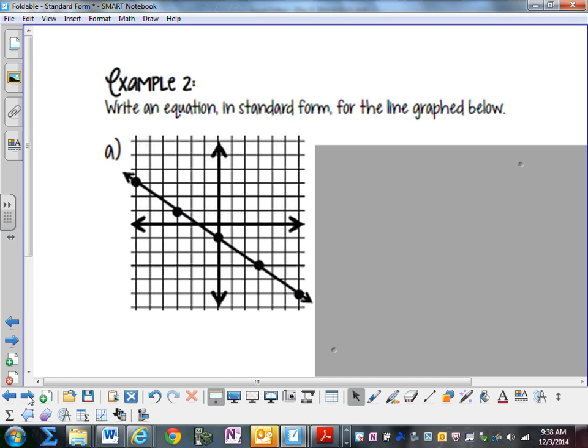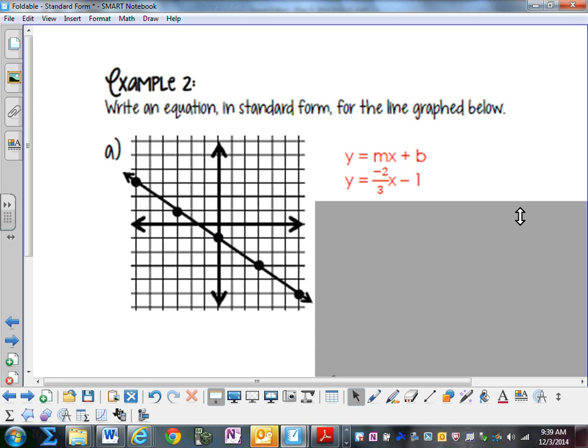Example 2. Write an equation in standard form for the line graphed below. So here we have the line, and from this graph, we can write this equation in slope-intercept form, which is y equals negative 2/3 x minus 1. So now we're going to continue and rewrite this in standard form.